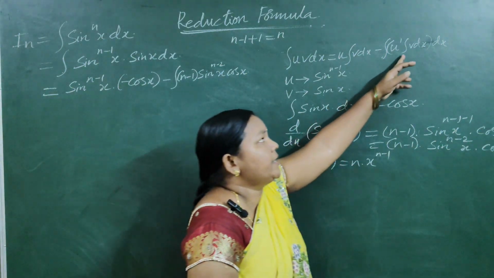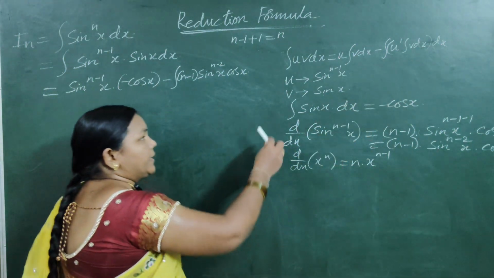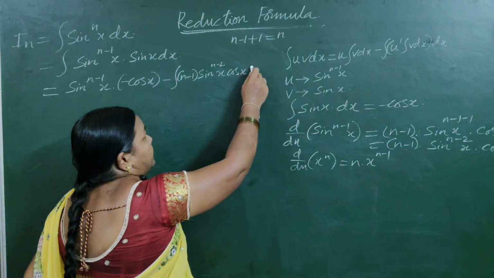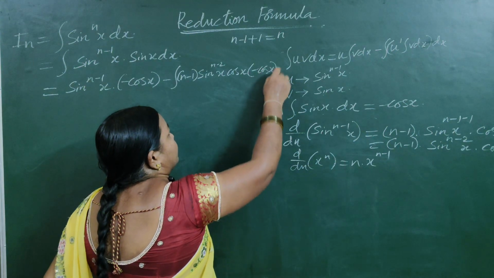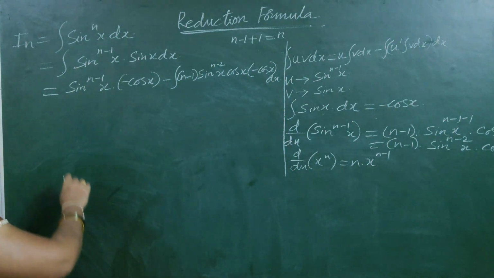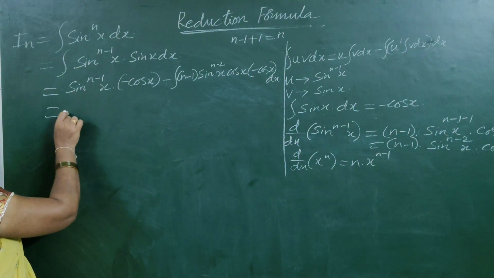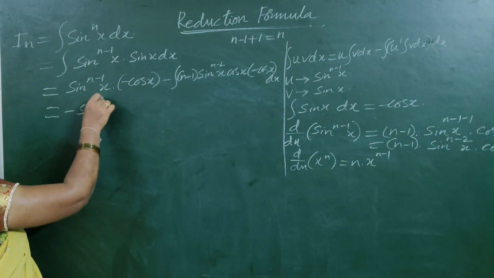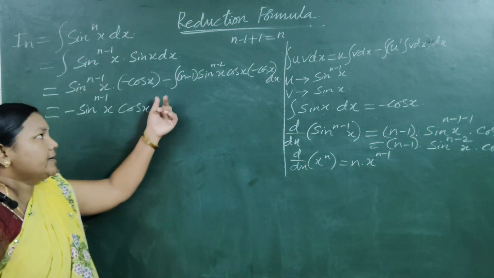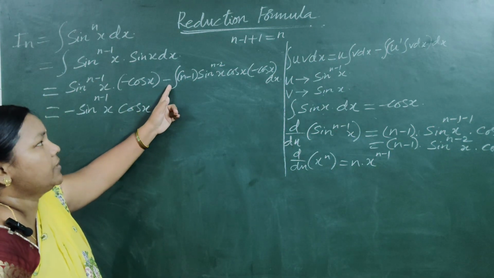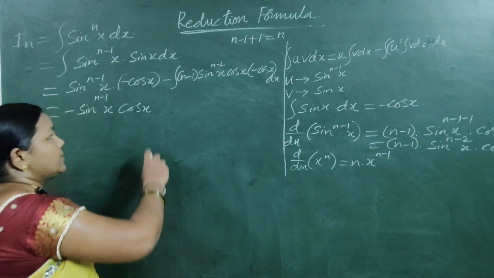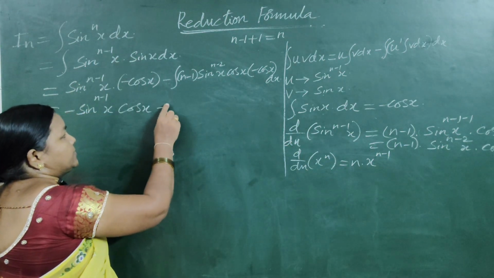Next in the formula is integration of v dx. That is integration of the second term. That is, integration of sine x is minus cos x, into dx. Plus into minus is minus sine to the power of n minus 1 into x, next is cos x. Here there is one minus sign outside the integration and another minus sign inside the integration. After multiplying these two signs, it becomes plus. Minus into minus is plus.